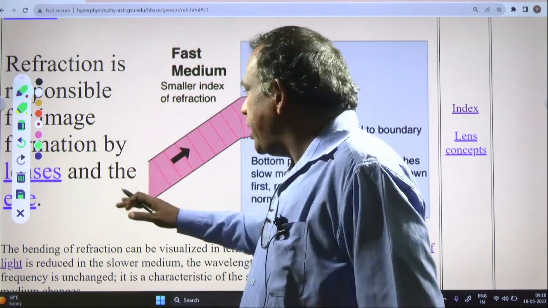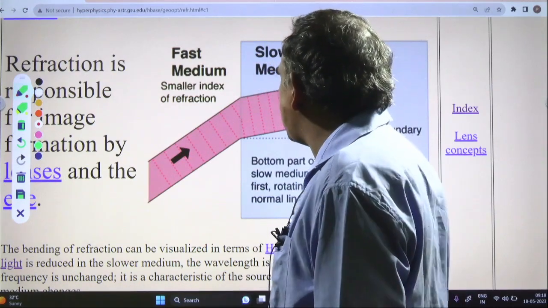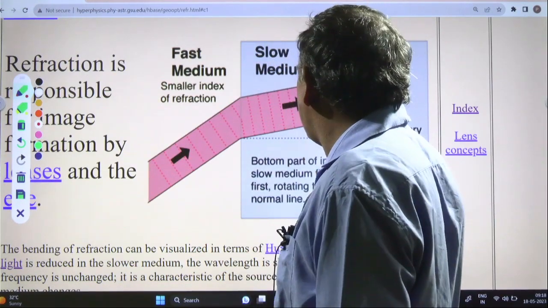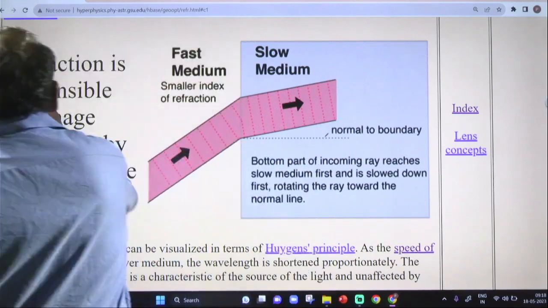So when light travels from one medium to another medium, let us take the normal. This particular line is called the normal.